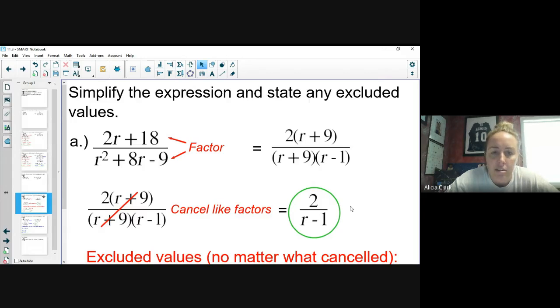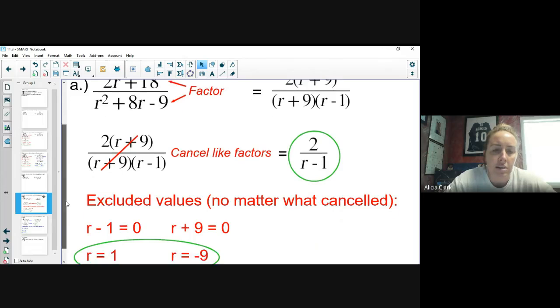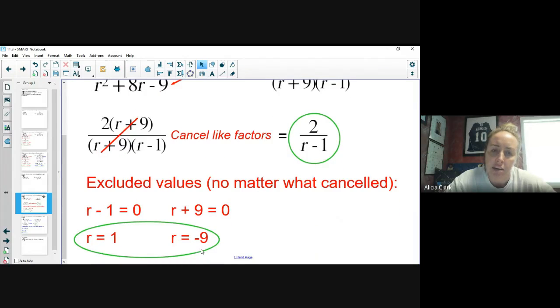Now, it is also going to ask you for the excluded values. Excluded values come from whatever was in the bottom, no matter what was canceled out. So that means that both r plus 9 and r minus 1 generate an excluded value. Because even though it canceled out, it was still there at some point, so we can't forget about it. So I'm going to set each one of those equal to 0, and I would have two excluded values of positive 1 and negative 9.